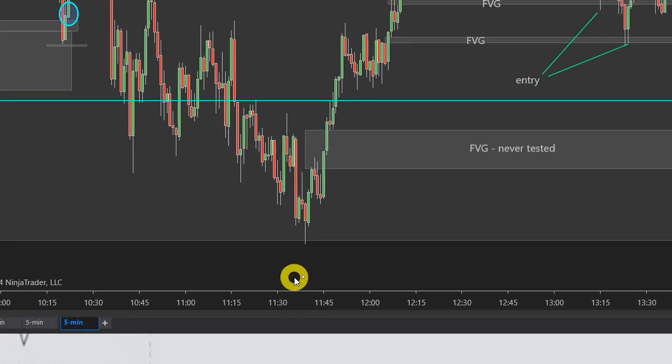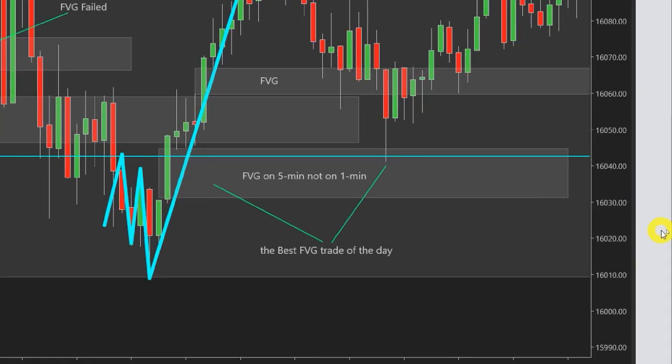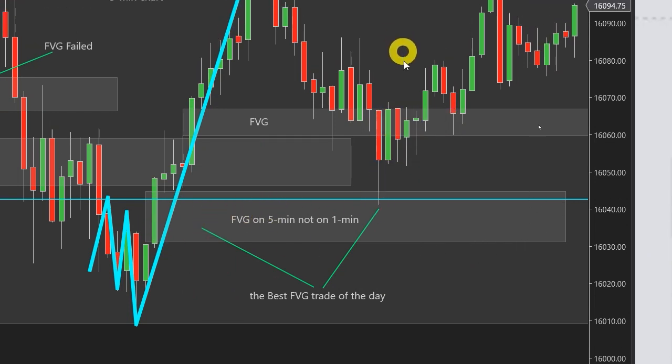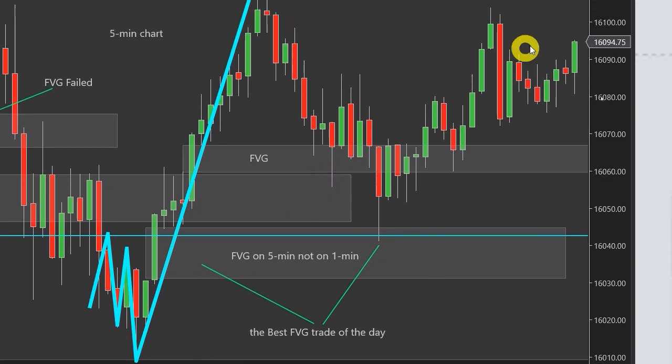Now let's take a look at this area over here. Here's a breaker block with a fair value gap area. Let's go back to the 5 minute. Here we see it more clearly, the gap and the test. And this was probably the best trade. This one would have stopped us out for a loss. This one would have been a pretty good move.